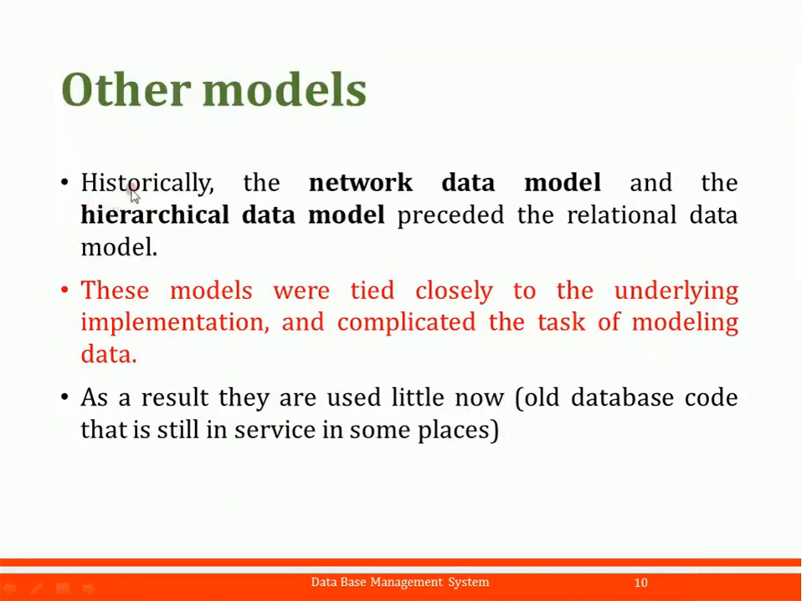We also have some other data models apart from the four models which we have discussed. Historically, the network data model and the hierarchical data model preceded the relational data model. So we had two other models, the network model and the hierarchical model, before the relational data model, and these models were tied closely to the underlying implementation, and hence they complicated the task of modeling data.